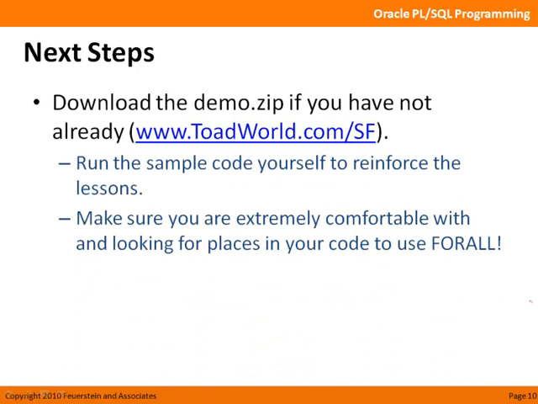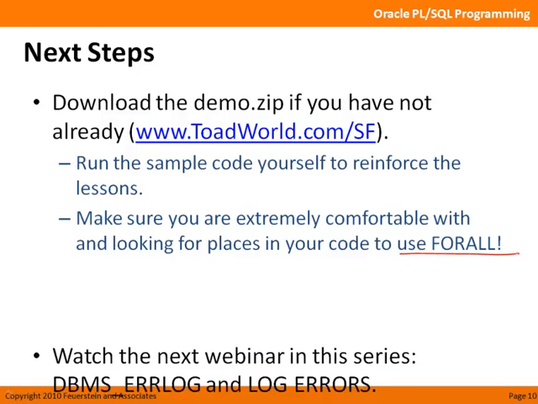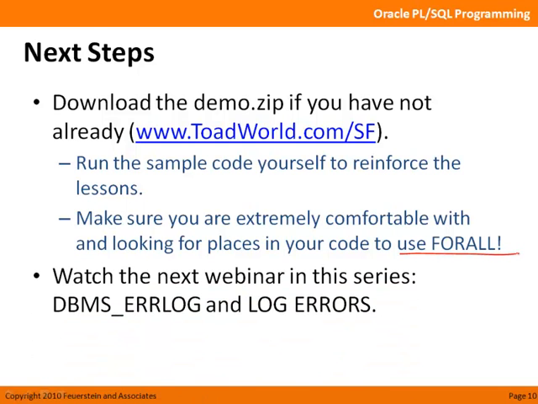Next steps. Download that demo zip file. Grab the scripts that I showed you in this lesson, run them, study them, make sure you understand exactly what they're talking about, and get comfortable with using FORALL on every possible opportunity. Then watch the next webinar in the series on DBMS_ERRLOG and LOG ERRORS, which allows you to continue past exceptions, but in a different way. You're actually suppressing errors inside the DML statement at the row level. Very interesting feature, very powerful, and also there are a number of things you need to be aware of before you start using them in your production code.